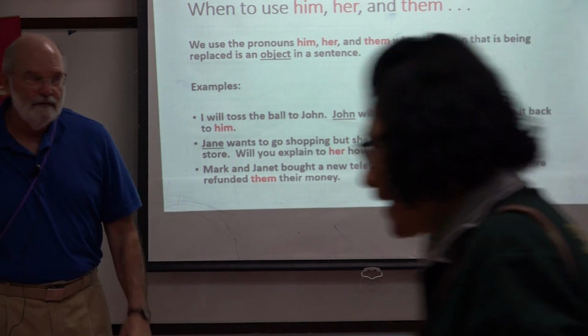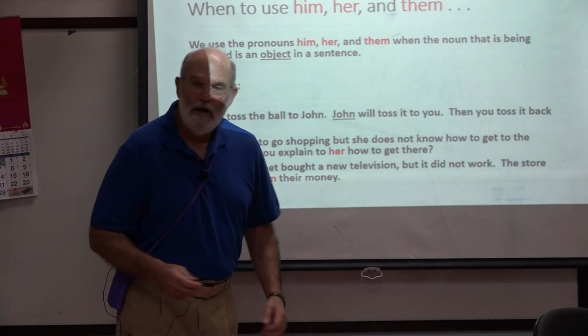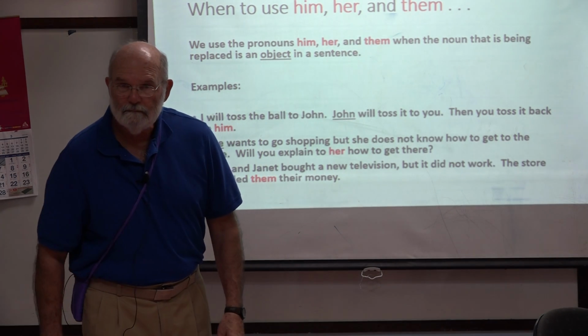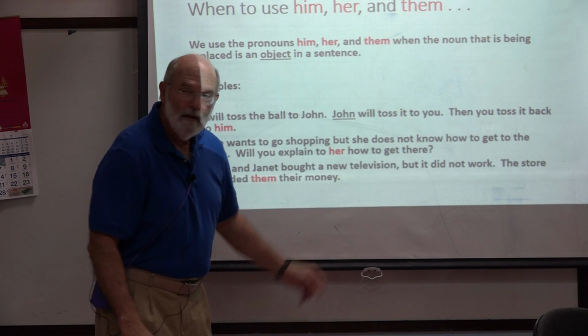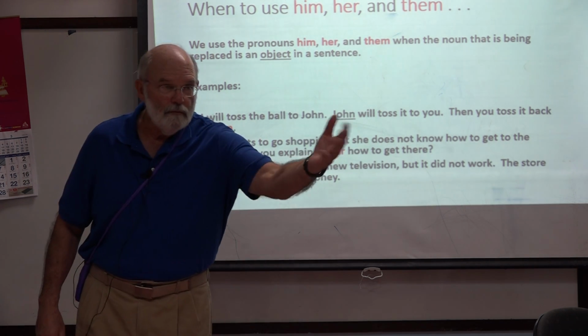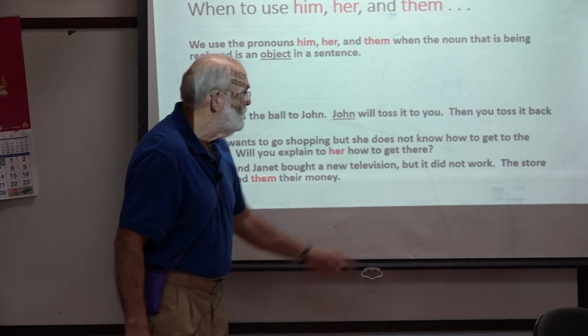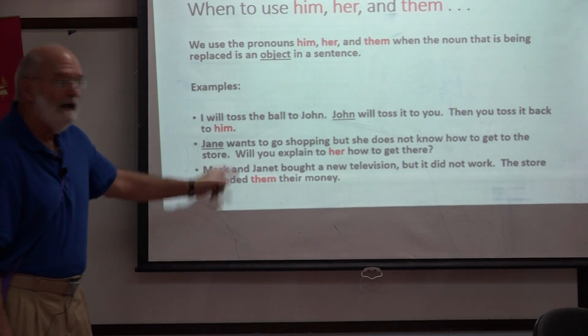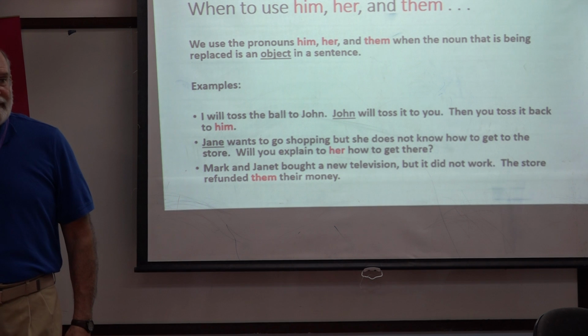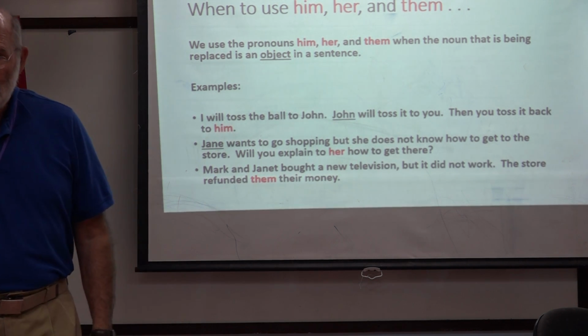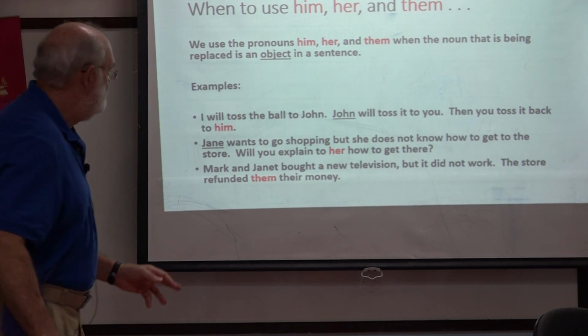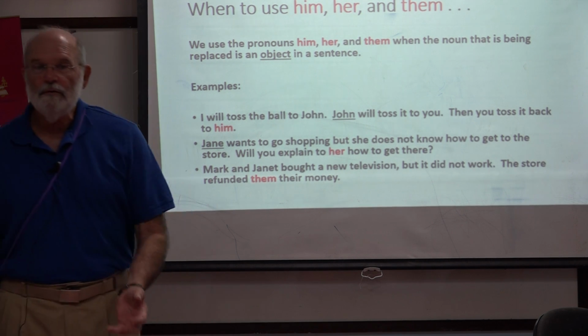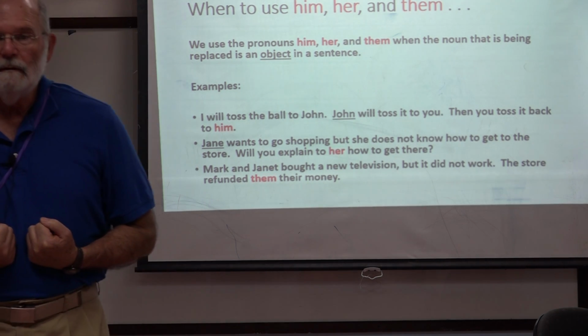I got 3 sentences here. I will toss the ball to John. John will toss it to you. Then you toss it back to him. See, we would use him, not he, because him is who is receiving the ball.